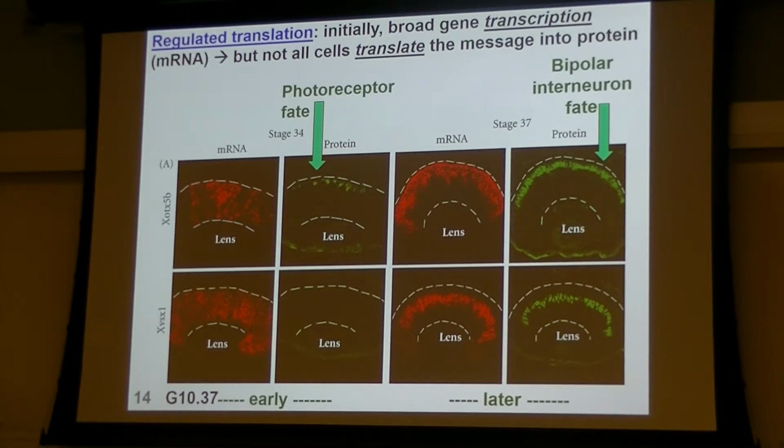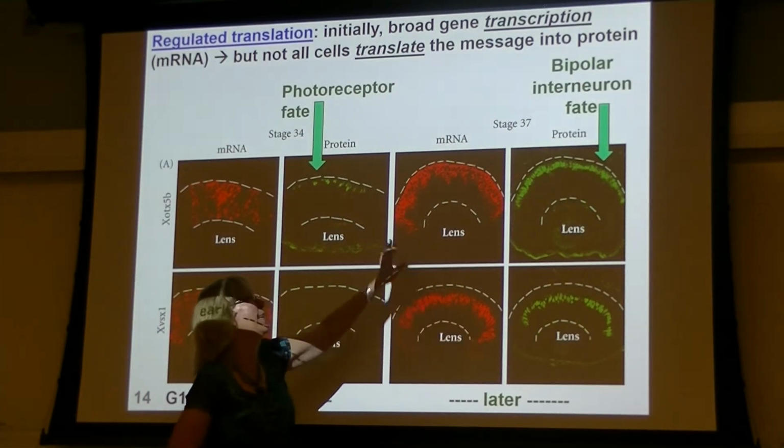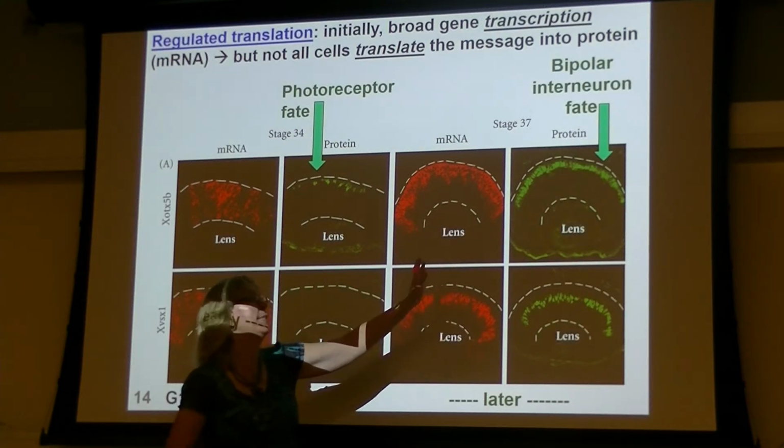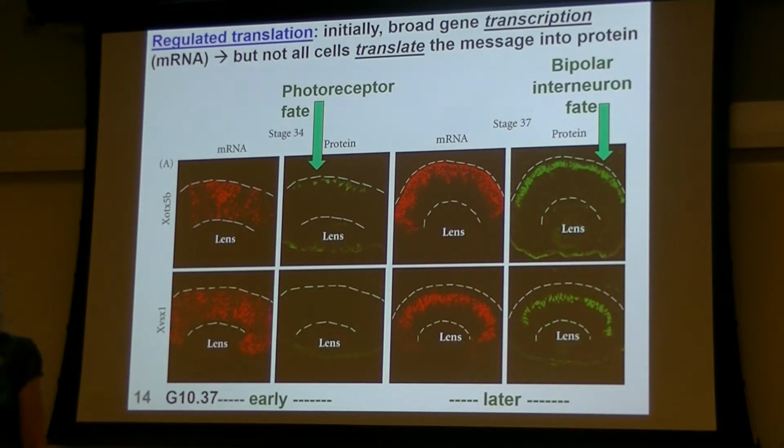Then, fast forward to stage 37, so maybe only a few hours later in development, that same mRNA is fairly broadly expressed, but a different group of cells is translating it into protein. And at that point, it's more involved in the bipolar interneuron cell fate. So another group of cells, close proximity, different job in life, and it's all regulated by the timing of translation of this mRNA. So, that's kind of an exquisite level of control here, to make the mRNA and then just decide exactly when and where you're going to translate it.